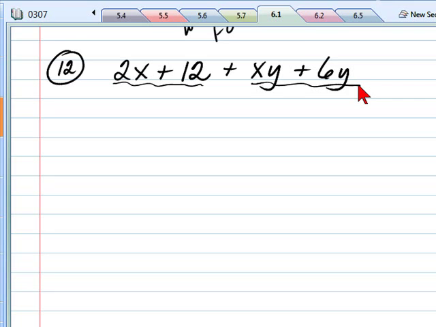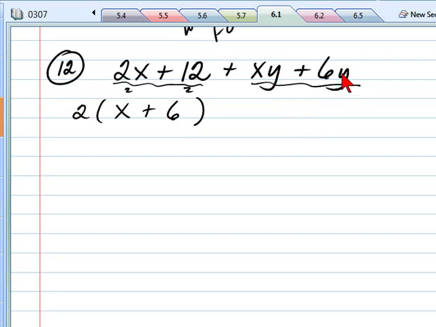What's the common factor in the first group? 2. So if I divide each of those by 2, what will I get? The 2's cancel, so I get x plus 6. I thought I heard a 2x plus 6, but anyway, it is x plus 6. So if I finish this problem correctly, what will I get when I factor out a common factor of the second group? I will get an x plus 6, so it better happen.